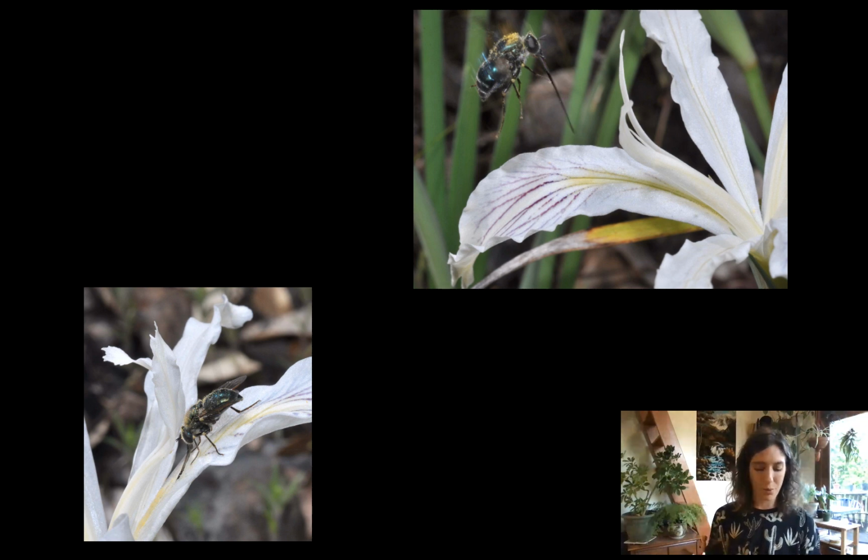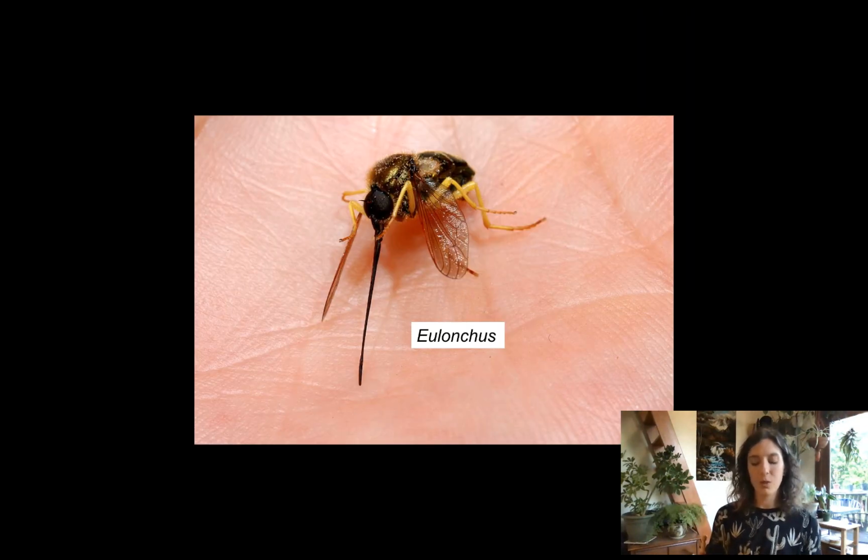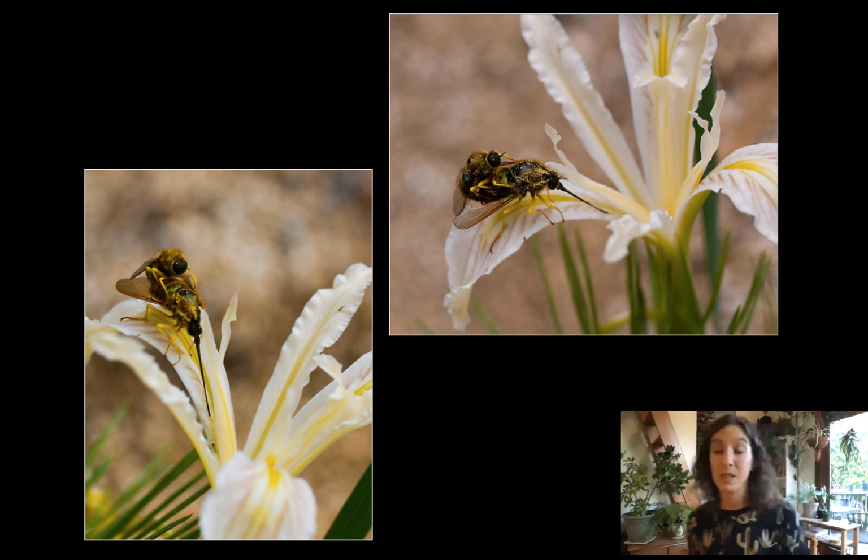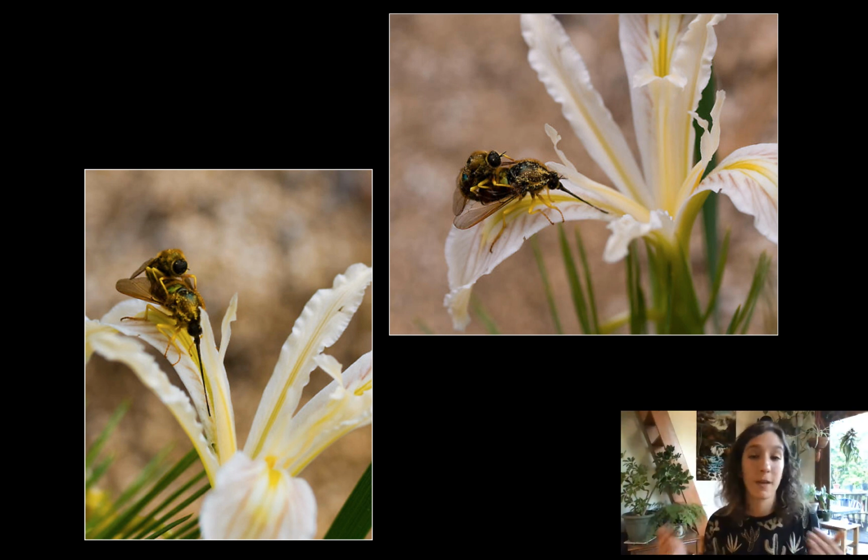That's pretty impressive. These are called Euloncus. And check those out. Here's what they do. It turns out that the life cycles of both the iris and the Euloncus are intimately tied, especially the reproductive cycles, where this is where they find mates.